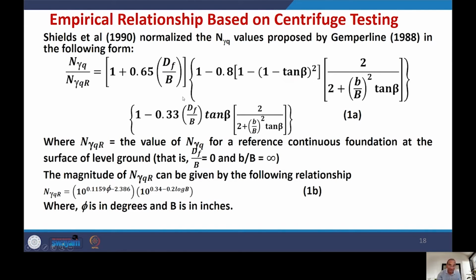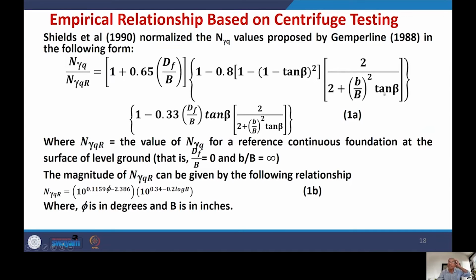Extending the work of Gemperline in 1988, Shields in 1990 normalized the N_γq values proposed by Gemperline in the following formula. If you divide by N_γq(R), on the right hand side you have this equation, though it appears very long. But let's see, if I don't have any slope, then beta will simply be 0. In this case tan 0 is 0. So once you put beta equal to 0, it must simplify. This factor will go, and only one will be left.